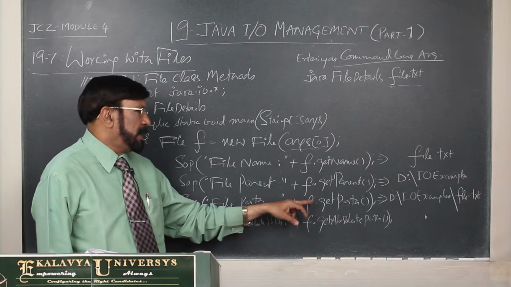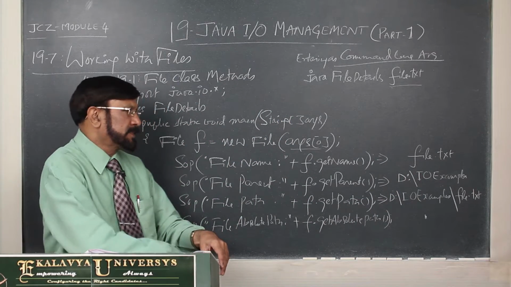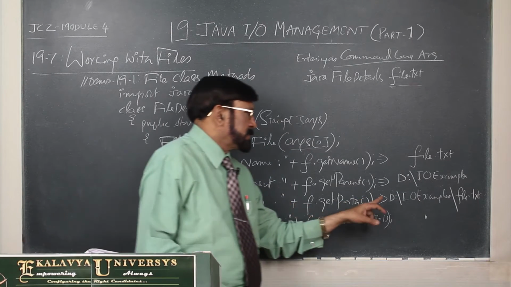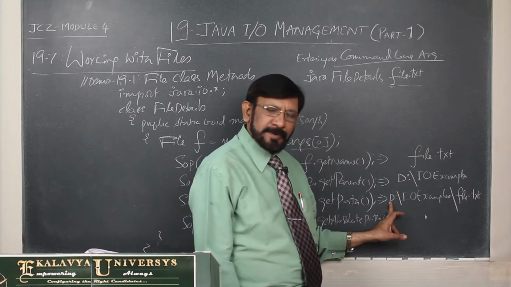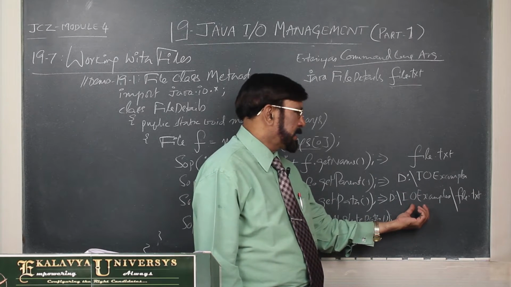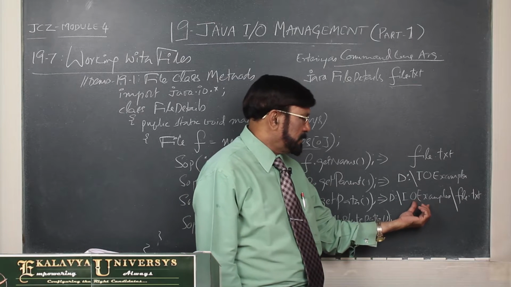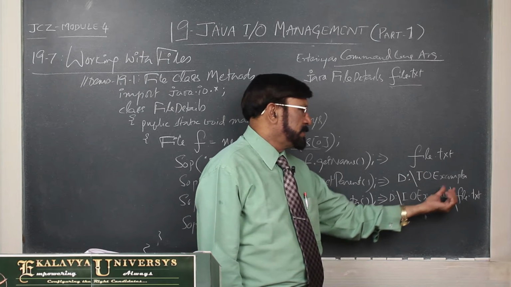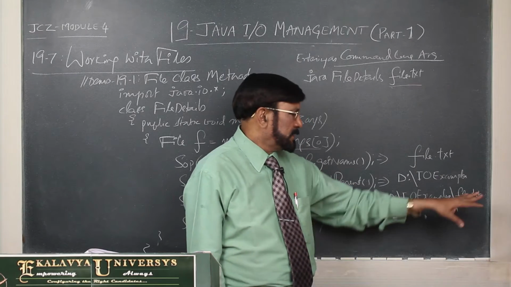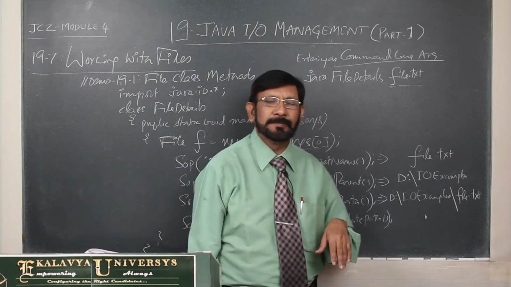Next, getPath. Now we are providing the complete address. Now we see this is in D drive. In the D drive, I have created the IO examples directory. In the IO examples, I have created file.txt. So the entire path is created.